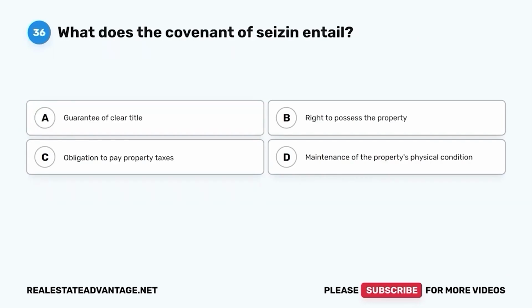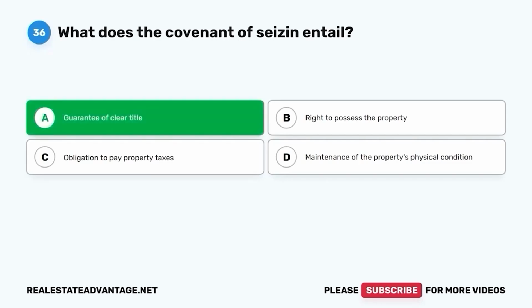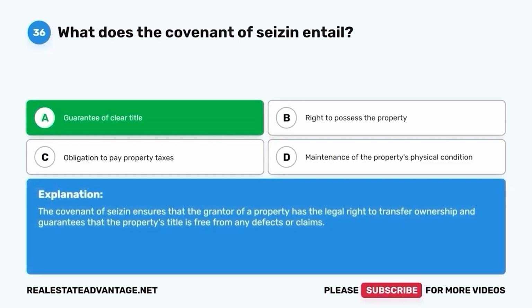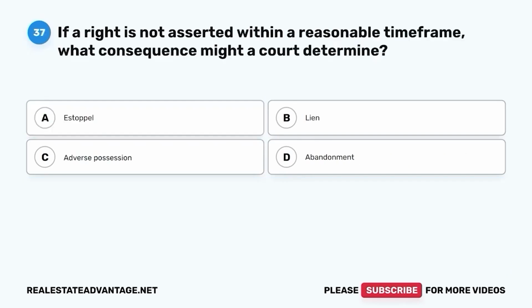Question 36. What does the covenant of seisin entail? A. Guarantee of clear title. B. Right to possess the property. C. Obligation to pay property taxes. D. Maintenance of the property's physical condition. The correct answer is A. Guarantee of clear title. The covenant of seisin ensures that the grantor of a property has the legal right to transfer ownership and guarantees that the property's title is free from any defects or claims.